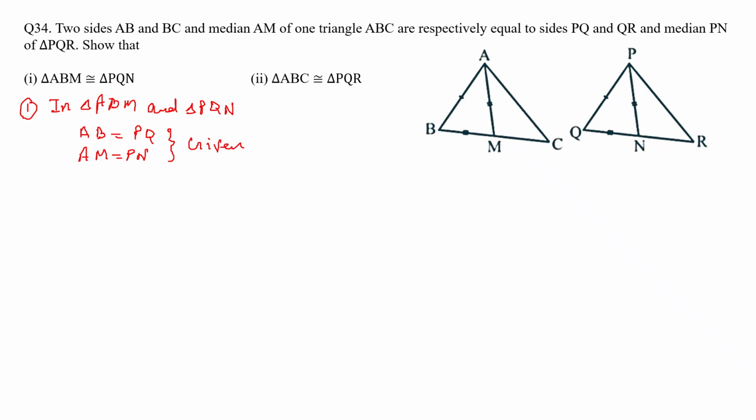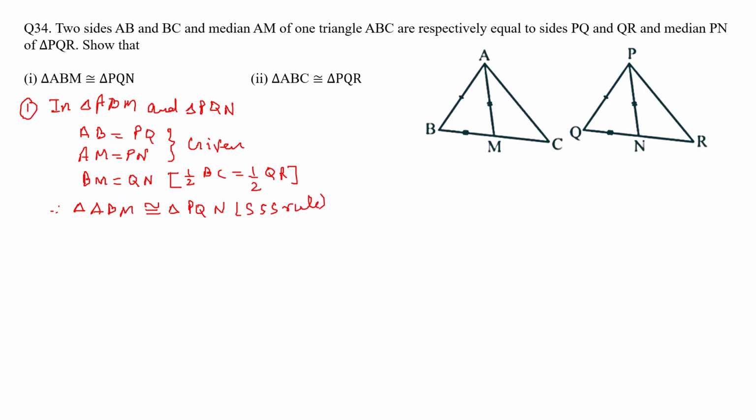Now for the third one, I can write BM is equal to QN, and the reason I will give is half of BC is equal to half of QR. Therefore, triangle ABM is congruent to triangle PQN using SSS rule. Now I am going to write by CPCT, angle ABM is equal to angle PQN by CPCT. This is number 1.